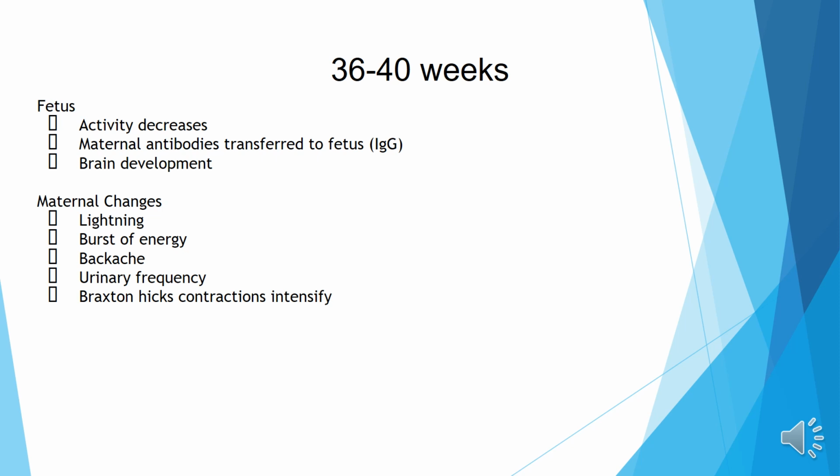At 36 to 40 weeks, fetal activity tends to decrease a little bit just because they're running out of room. We still look for 10 movements an hour, but we do notice that babies tend to move a little bit less towards the end. Maternal antibodies, IgG, are transferred to the fetus, and brain development is key during this time. So a 36-week brain versus a 40-week brain.